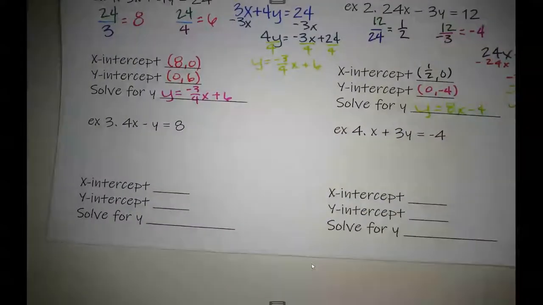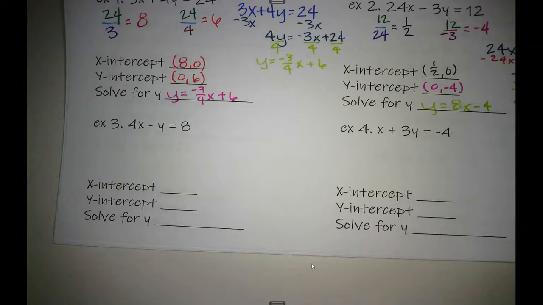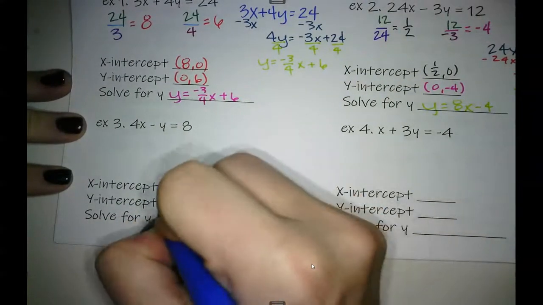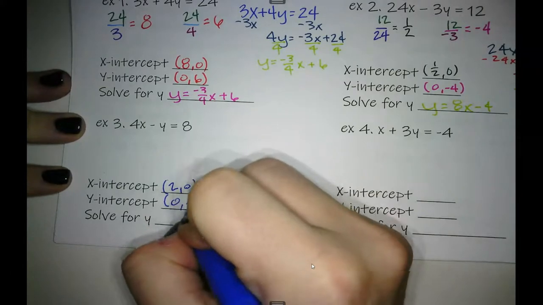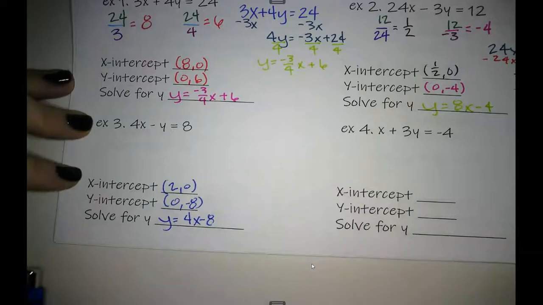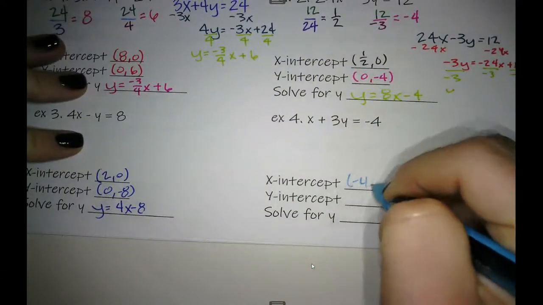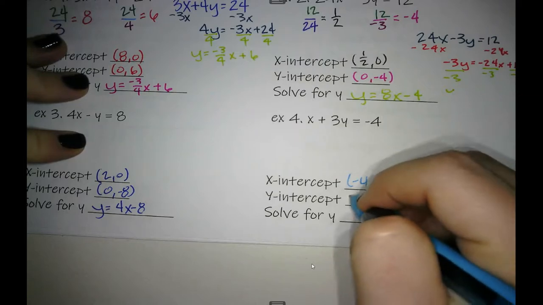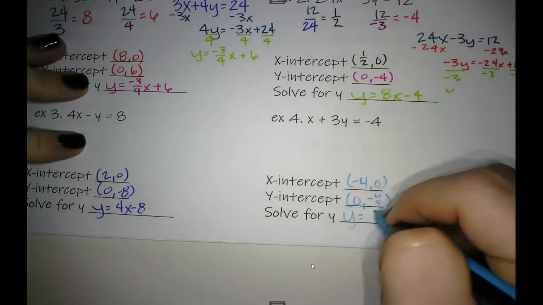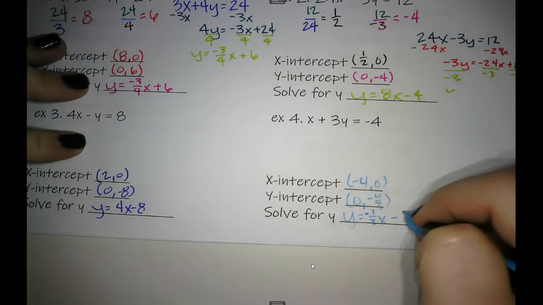Okay. These I'm not going to work out because I think it's pretty straightforward, but let me know if you have any questions. This is going to be at 2, 0. This is going to be at 0, -8. And this is y equals 4x minus 8. This is -4, 0, 0, -4 thirds. This is y equals -1/3 x minus 4 thirds.